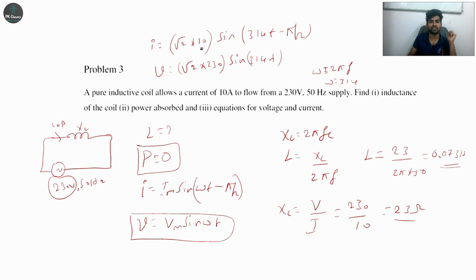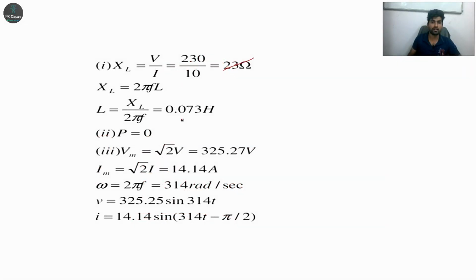We can calculate this part and this part. You will get this one as 14.14, and this one as 325.25. Okay, this is the problem. We got 23 ohm, and L is 0.073, and power is equal to 0.